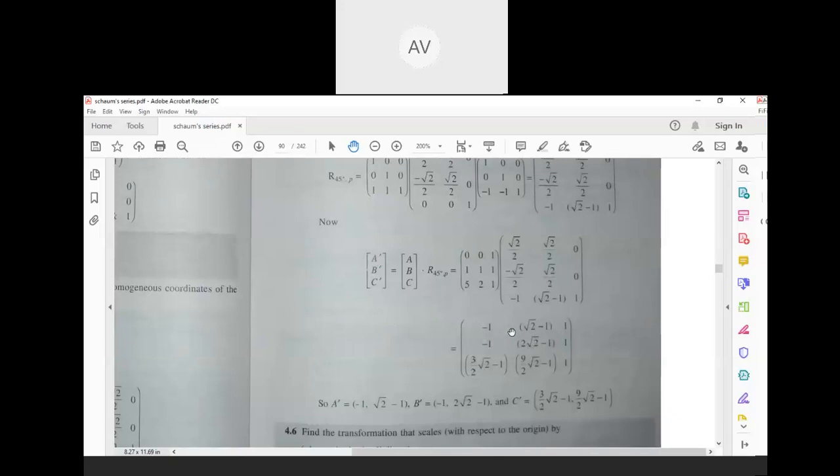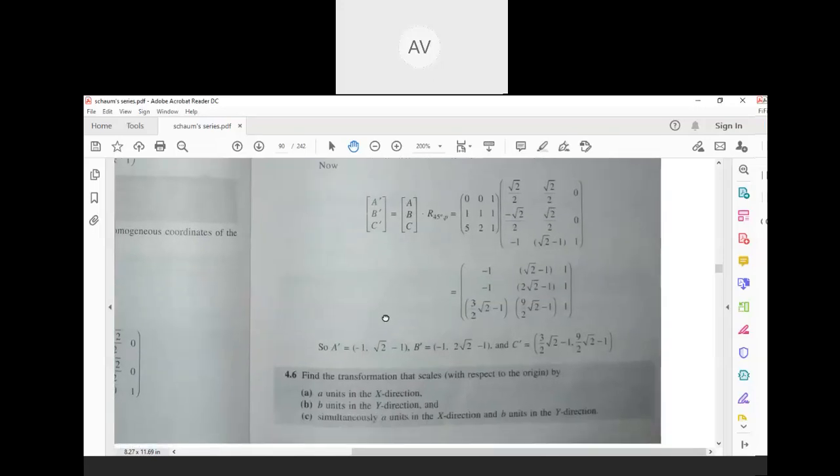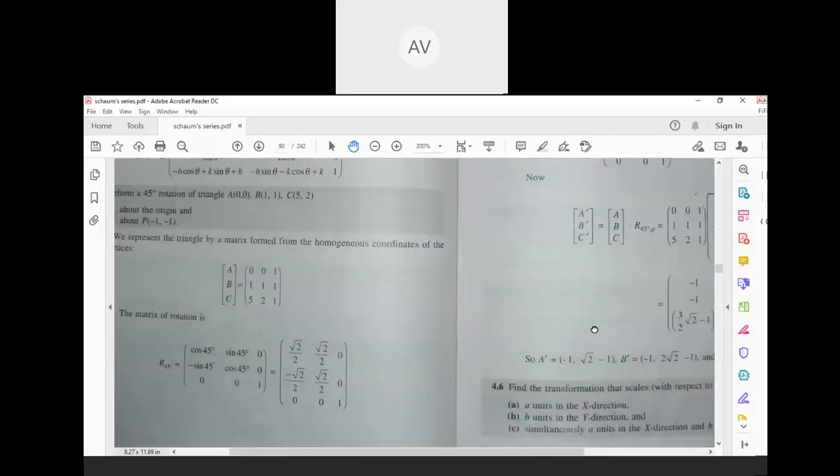So this will be x1, y1, this will be x2, y2, this will be x3, y3. Means new coordinates of point A, new coordinates of point B, new coordinates of point C. Okay, so is it clear?